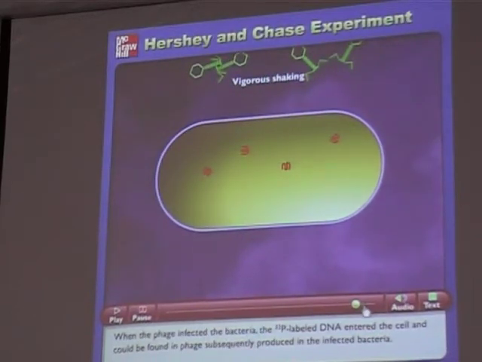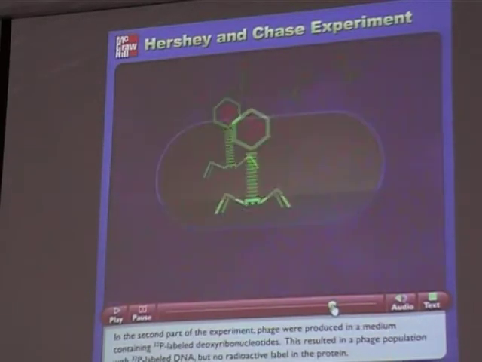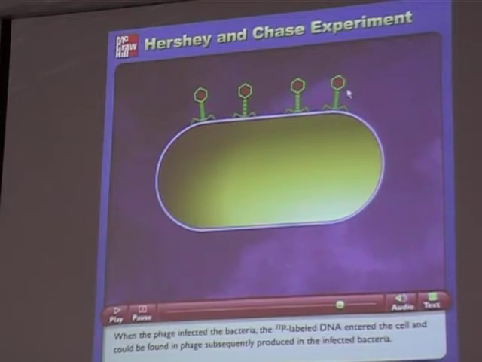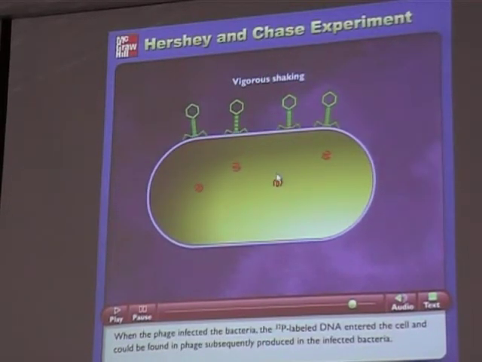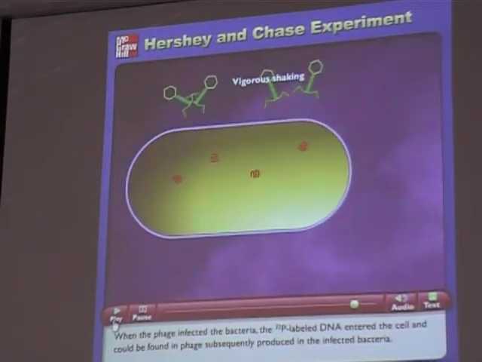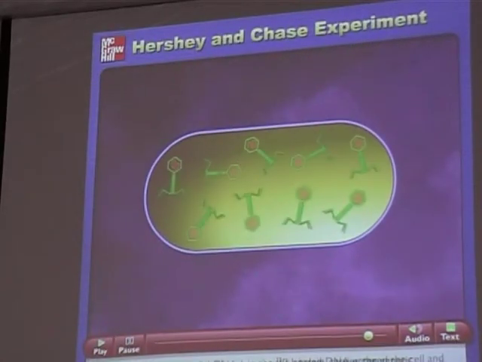Now you see what's happening here. Let's look right here. The red stuff these viruses contain, that's radioactive DNA. And here what they do is they squirt it into the cell. Now it's in the cell. Now they shake the cell and these coats fall off. This demonstrated that the DNA, but not the protein, carries the genetic information for a new generation of phage.